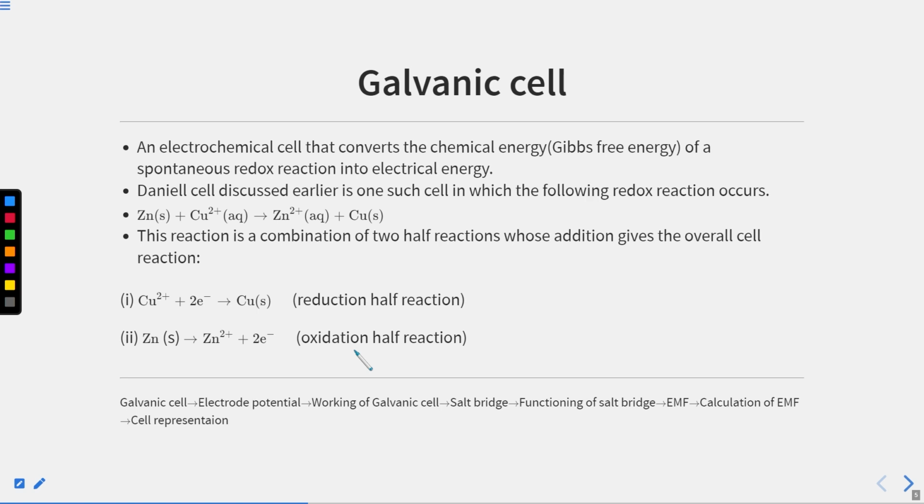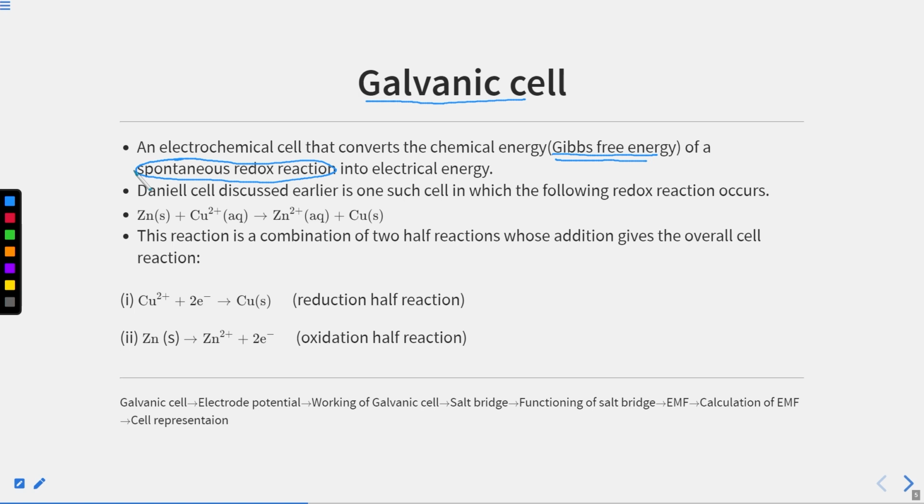First thing, the galvanic cell. I have mentioned this in the earlier class also. What is a galvanic cell? It converts chemical energy into electrical energy, specifically the energy of a spontaneous redox reaction. And this chemical energy is specifically Gibbs free energy. Now you will ask what spontaneous means.